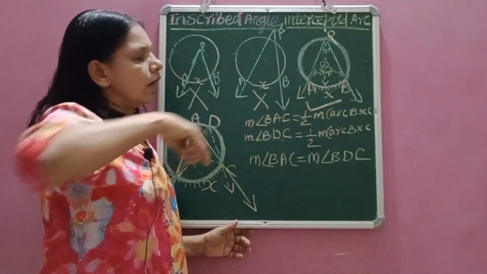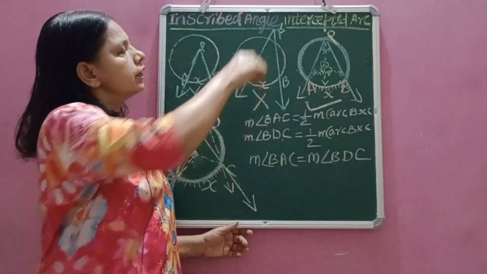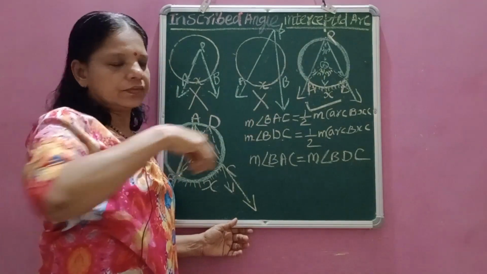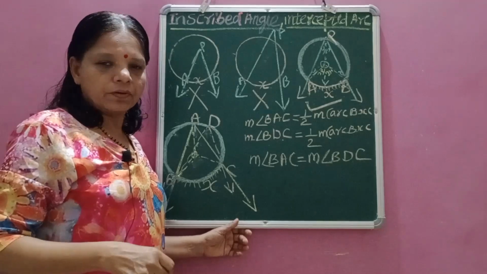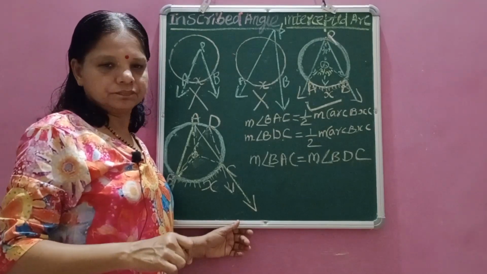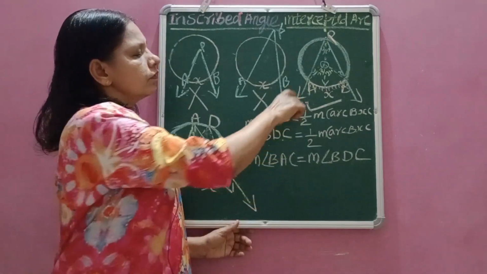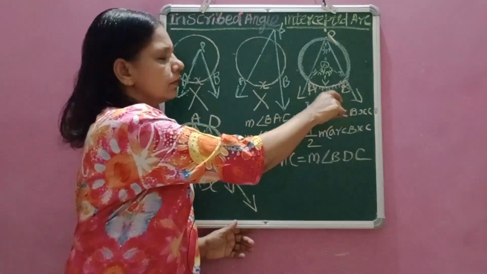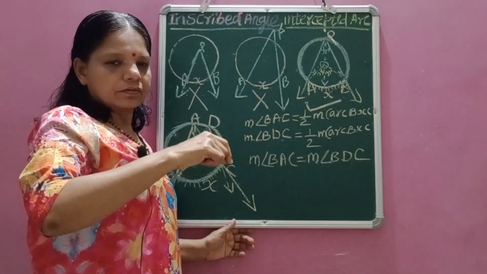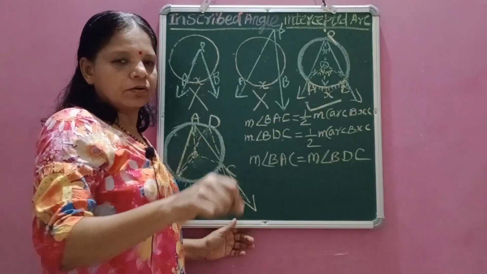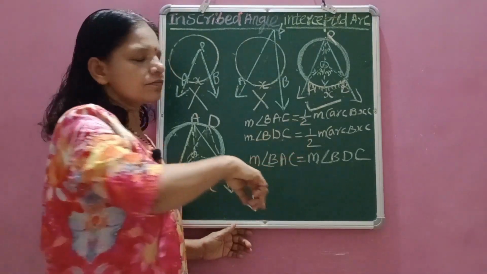And what is the arc AXB called? Arc AXB is called the intercepted arc. That lies in the interior of the angle. And also the endpoints are on the side of the angle. Clear? Also, AXB is the minor arc and the corresponding major arc is APB. In that it is inscribed. Don't confuse. Clear?